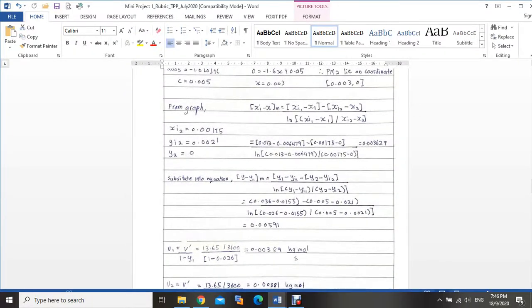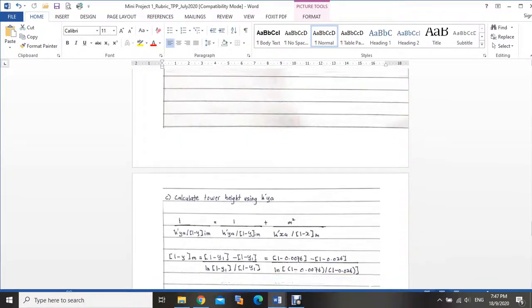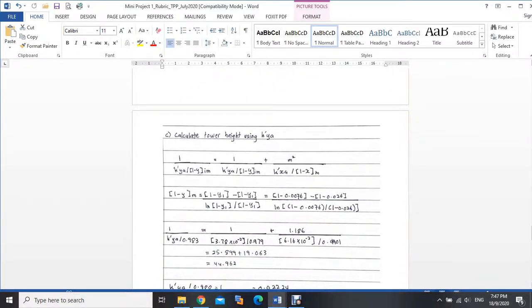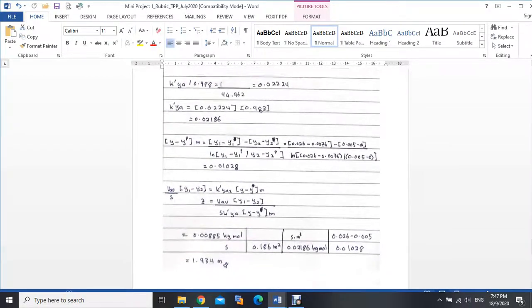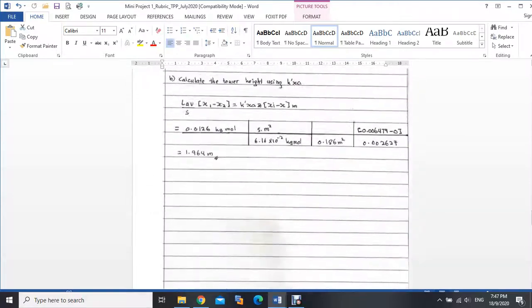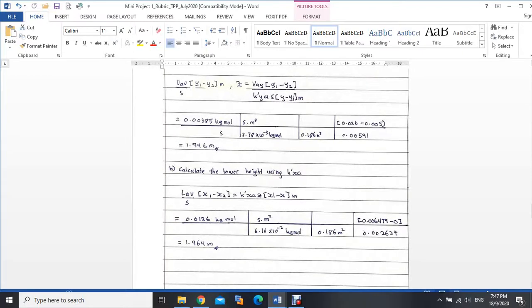Next, to calculate Z using the single phase mass transfer coefficient in the liquid, we have to find the value of XISM, and the equation for XISM is that XI minus XM is equal to this.